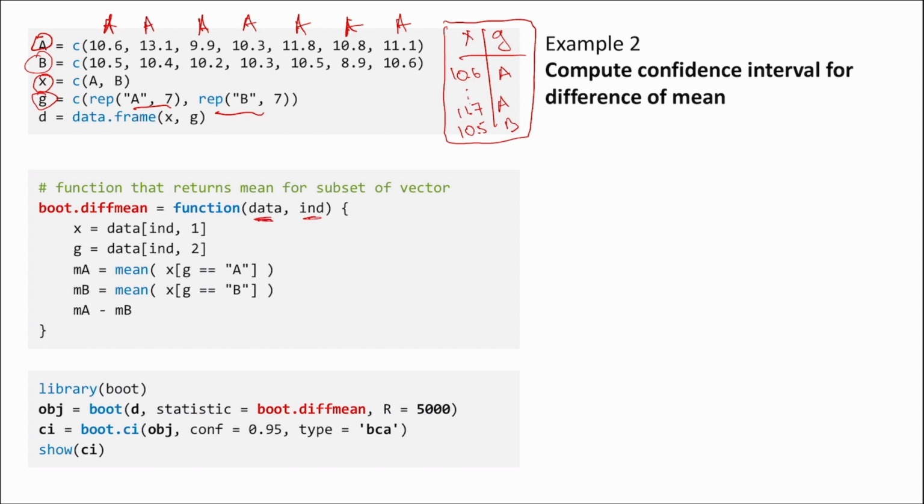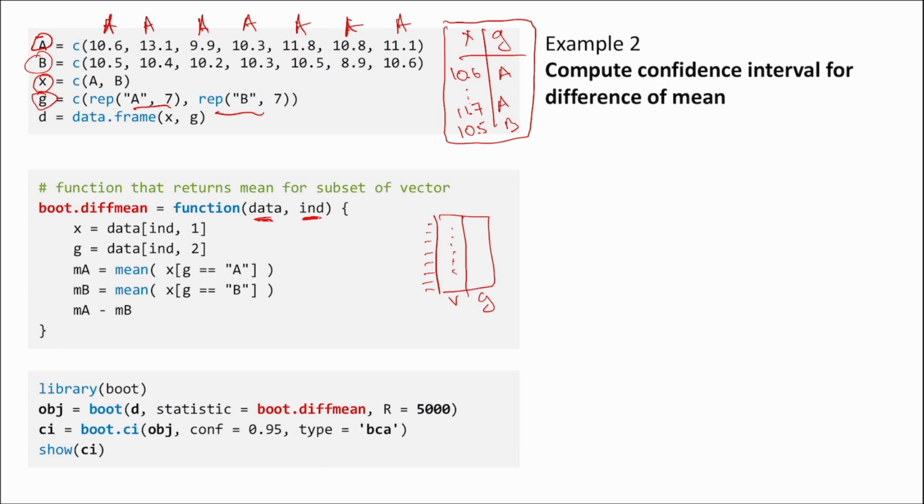So you have data and you have indices. But now you should remember, data is not a vector. It's this data frame. So it's 2 columns, right? Here I have values, and here I have groups, right? And therefore indices, it's indices of rows. It's not indices of values, it's indices of rows that I need to make a subset for.